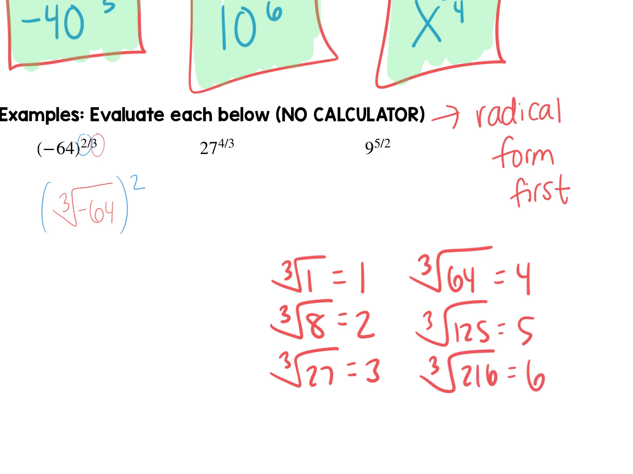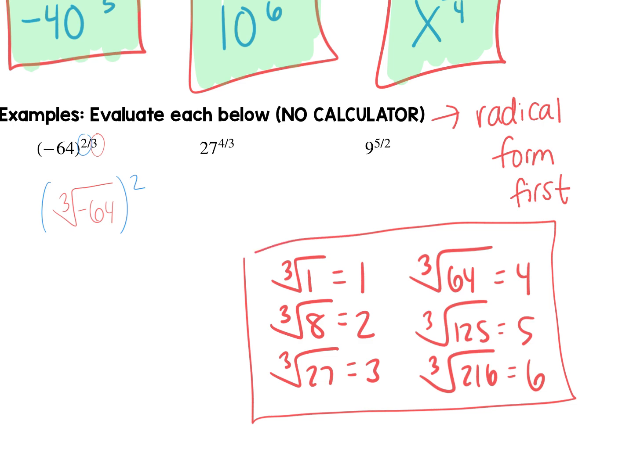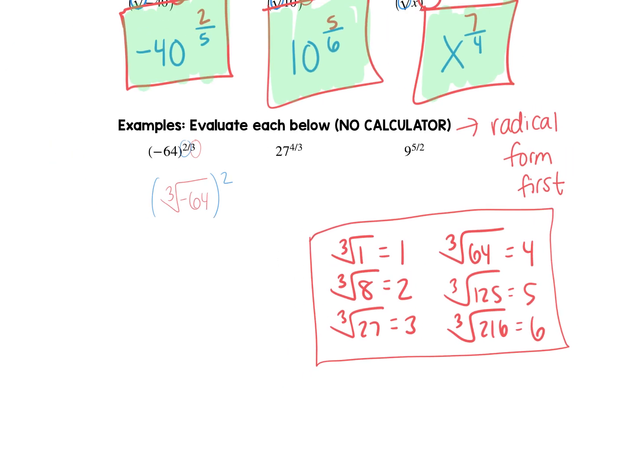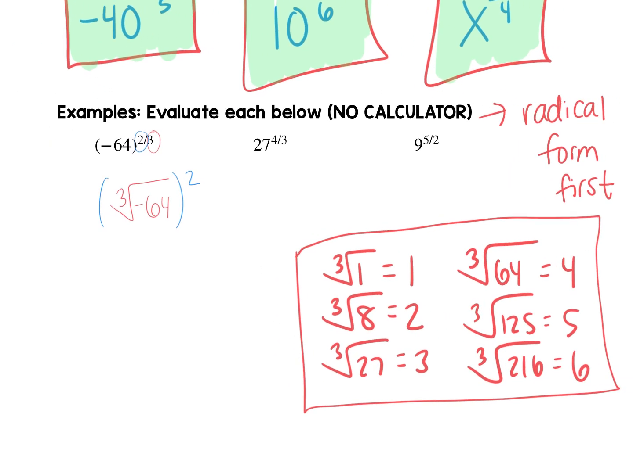Remember, all the odd numbered roots also work for negatives because 3 negatives make a negative. So the 3rd root of negative 64 is negative 4. So this is negative 4. So then you have negative 4 squared.